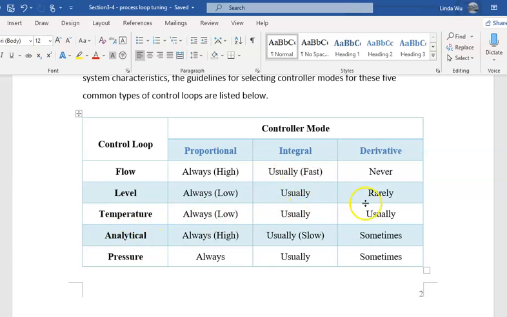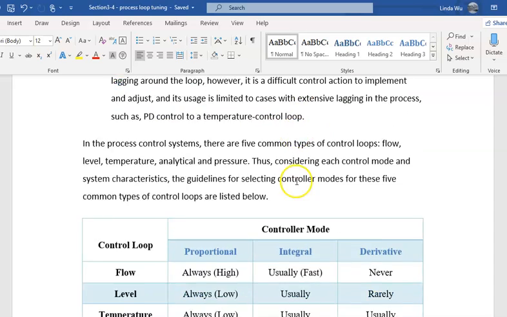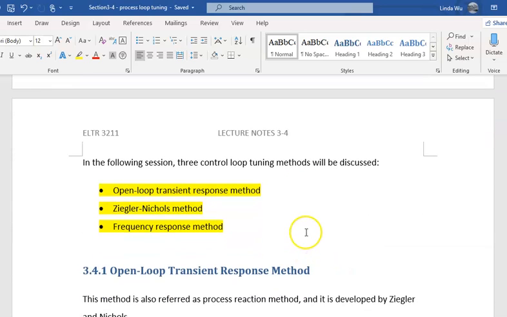And for temperature control, because there is considerable lag time, we will add derivative control to add quick action. For analytical control, usually integral is added, and sometimes derivative is also added. This is the pressure control, and the same thing for the analytical. This always has a proportional control, usually combined with integral, and sometimes combined with derivative control.